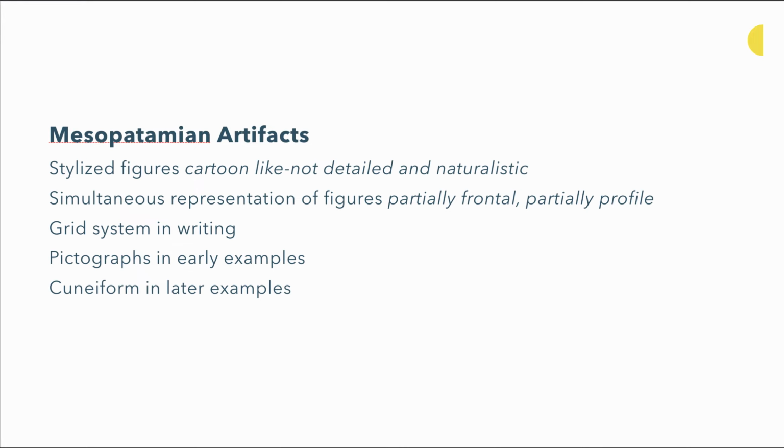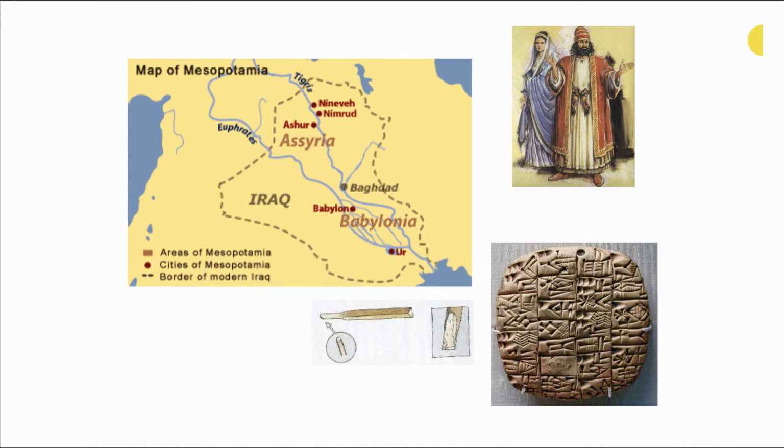So this brings us to Mesopotamian artifacts. We see stylized figures, so they're not naturalistic or detailed, they're cartoon-like. And we see a representation of figures, both frontal and profile, a grid system in writing. We've got pictographs in early examples, and what we call cuneiform in later ones. Mesopotamia is a Greek word that means between the rivers, and it's referring to that area between the Tigris and Euphrates rivers. Today, it's modern Iraq, Turkey, and Syria.